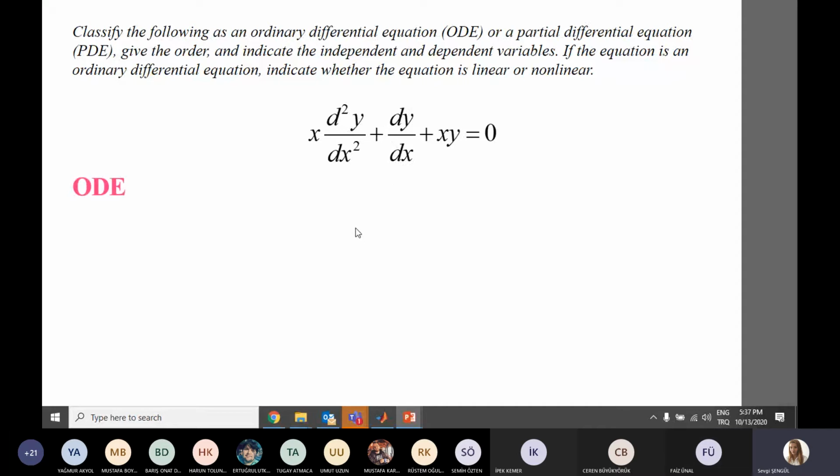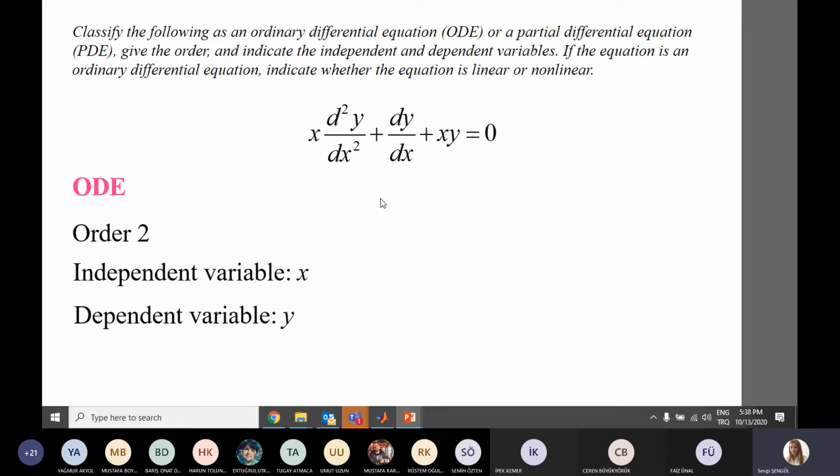Okay, then what is the order? What is the highest derivative? 1, 2, 3, 4, 5, 6, it goes on like that. What is the order of the ODE? The highest derivative term. 2. Yes, it is 2.